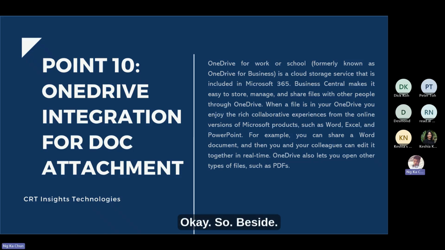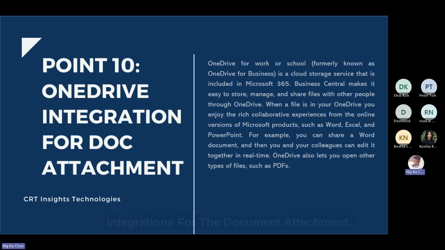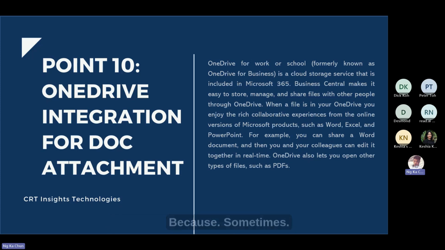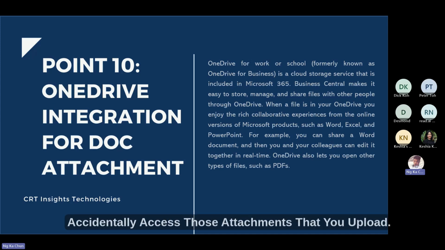Okay, so besides maintaining the database size through retention policies, in the BC SaaS Cloud we also have OneDrive integration for document attachments. This is especially helpful for businesses that have concerns about the data security of the attachments you upload into the ERP. Because sometimes with sensitive data you have security concerns, as there's a risk that an unauthorized user might accidentally access those attachments that you upload.